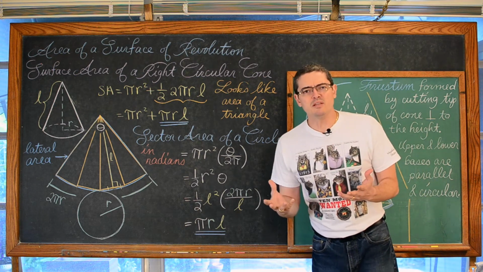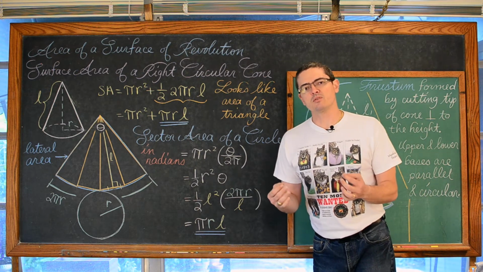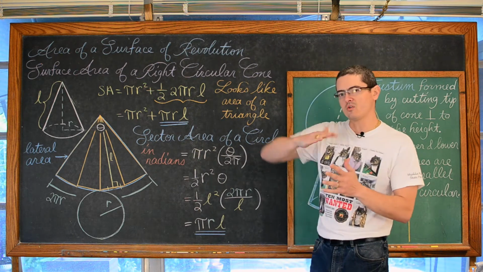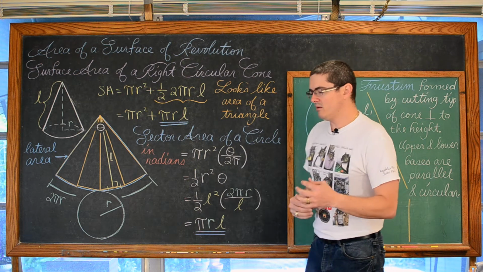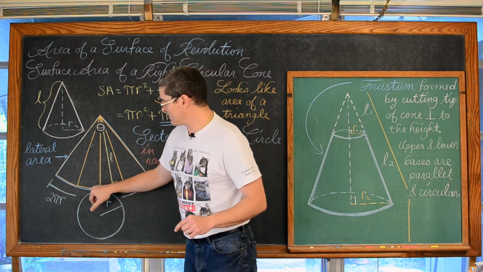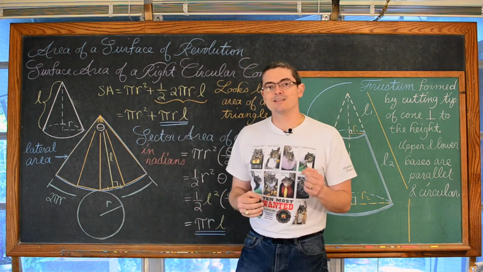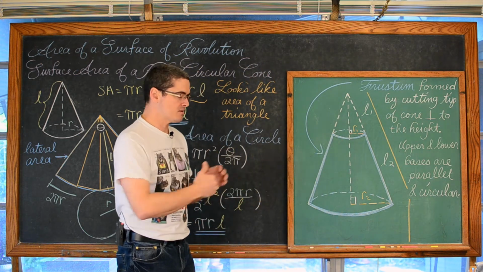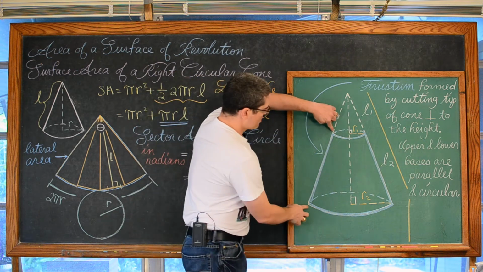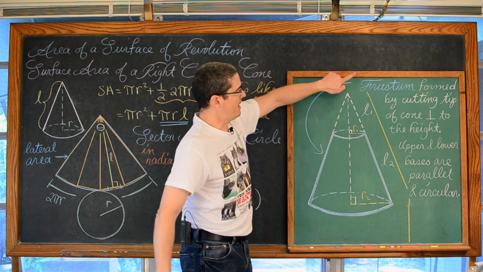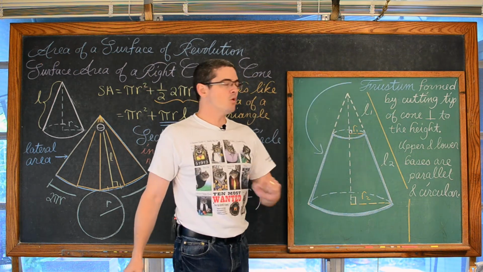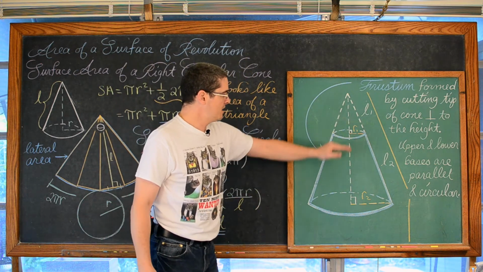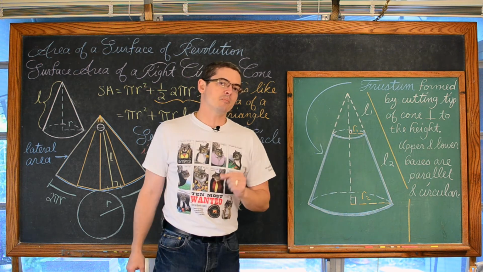Why am I making such a big deal about the lateral area of a right circular cone when we're supposed to be finding the area of a surface of revolution, which is all curved and smooth? Well, just like we estimated the length of a smooth curve with a bunch of straight segments, when you take these segments and rotate them around an axis of rotation, you are going to get what is called a frustum, which is formed by cutting the tip of a cone perpendicular to the height, and you create two circular bases which are parallel to each other.